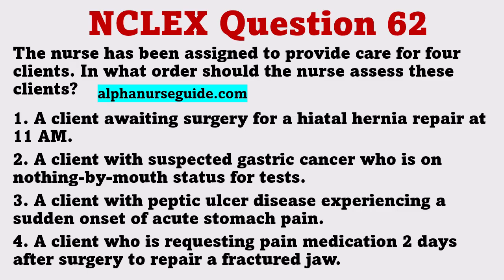The correct order is 3, 4, 2, and 1. The client with peptic ulcer disease who is experiencing a sudden onset of acute stomach pain should be assessed first by the nurse. The sudden onset of stomach pain could be indicative of a perforated ulcer, which would require immediate medical attention. It is also important for the nurse to thoroughly assess the nature of the client's pain. The client with a fractured jaw is experiencing pain and should be assessed next. The nurse should then assess the client who is NPO for tests to ensure NPO status and comfort. Last, the nurse can assess the client before surgery.